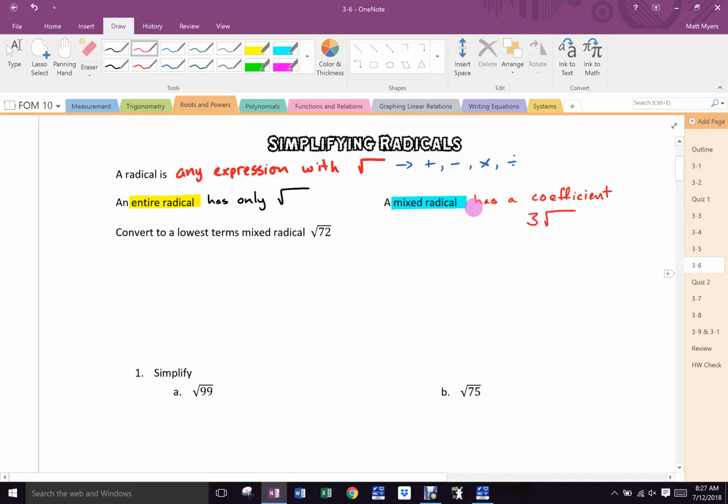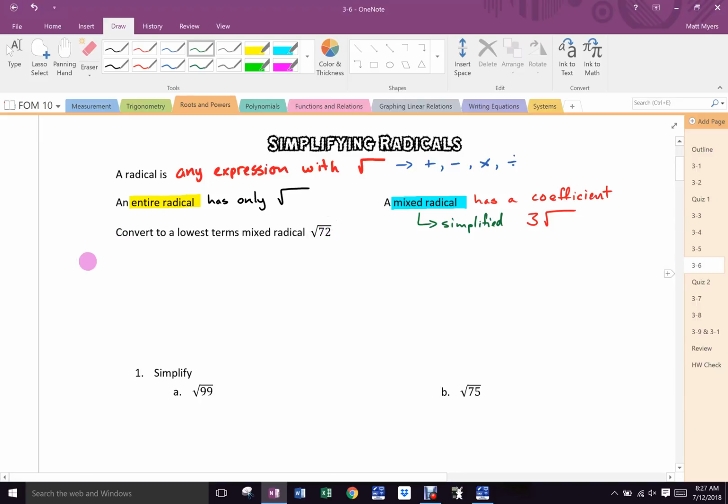This one is our goal because this one is simplified. Okay? This is where we're going to. If you're in the 10th grade, you already know how to do this. If you're in the 9th grade, you probably haven't seen it yet. So, I'm going to make a point of saying something to you. Actually, I'll wait a second. Convert this to a lowest terms mixed radical, root 72.